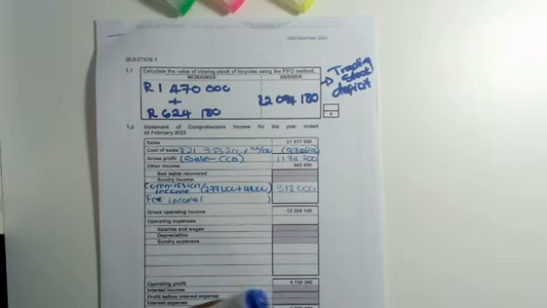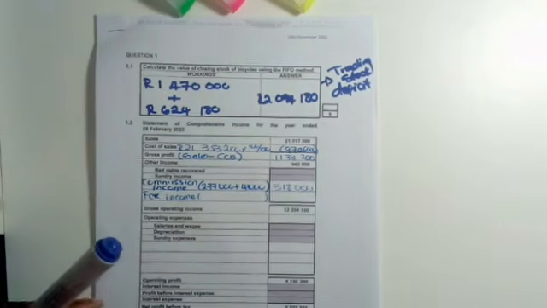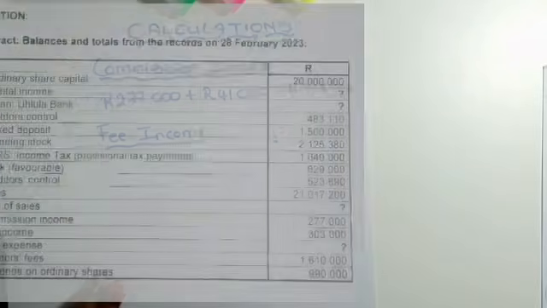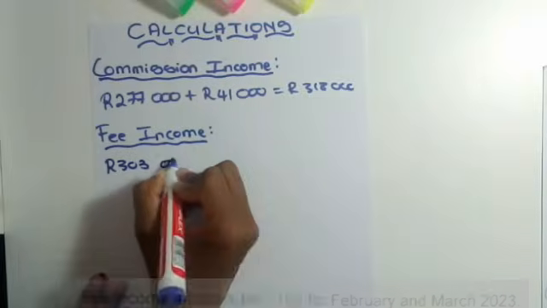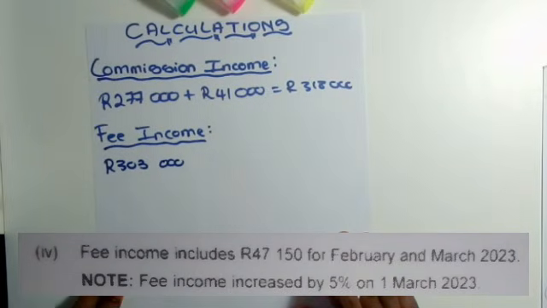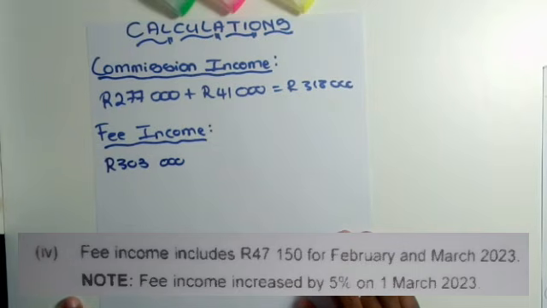It has quite a bit of a calculation, so let's go to our calculation sheet. Our fee income is given to us in information A as 303,000, and we are given an adjustment in information B, Roman figure 4. It says fee income includes 47,150 for February and March 2023. Note, fee income increased by 5% on 1 March 2023.